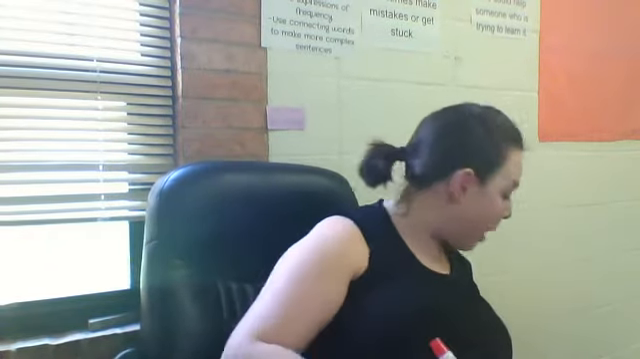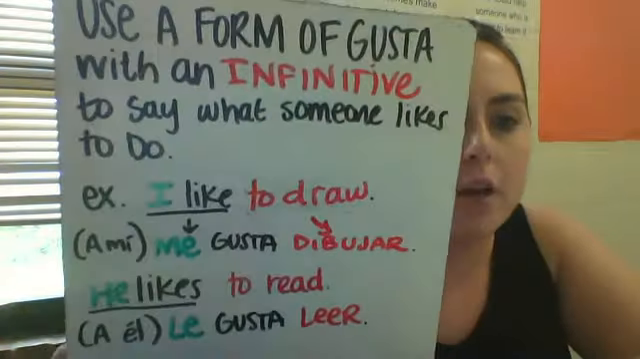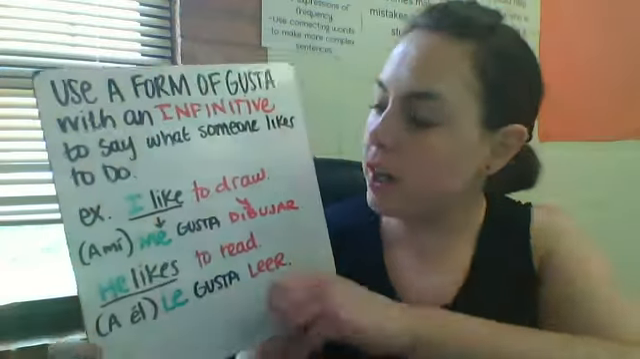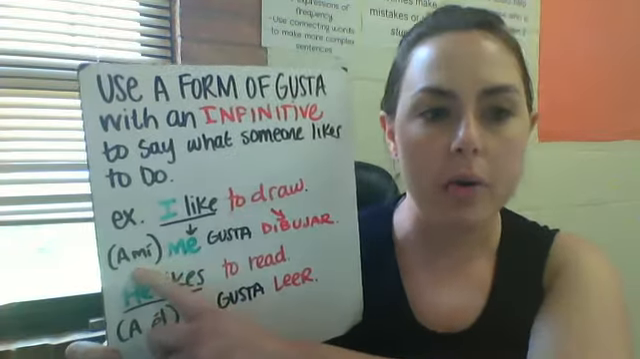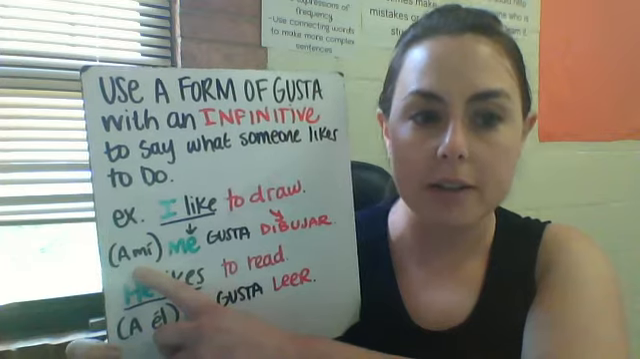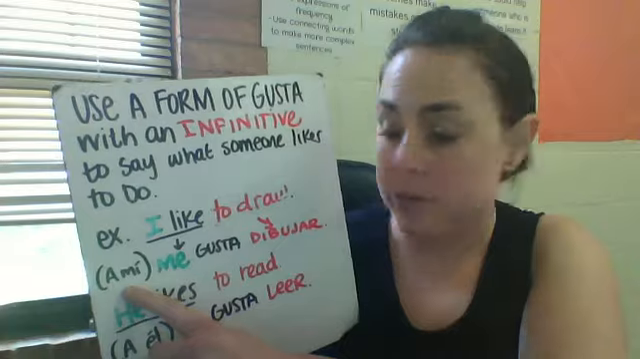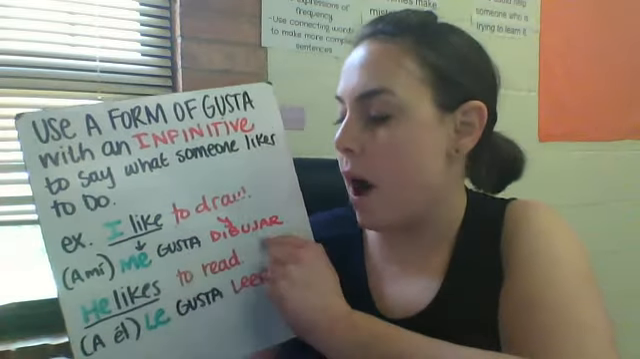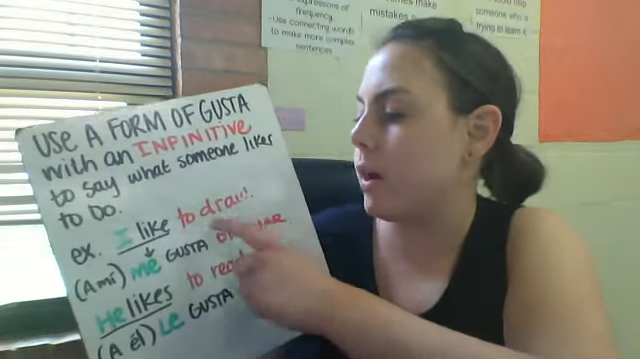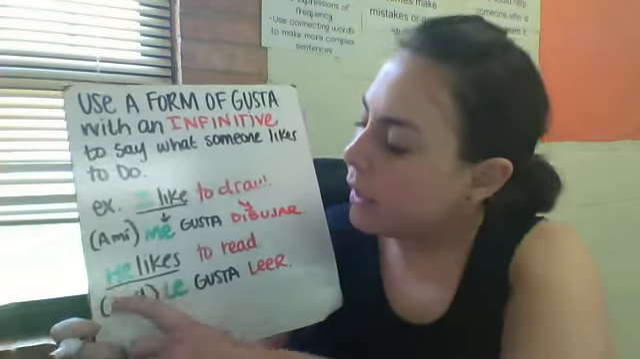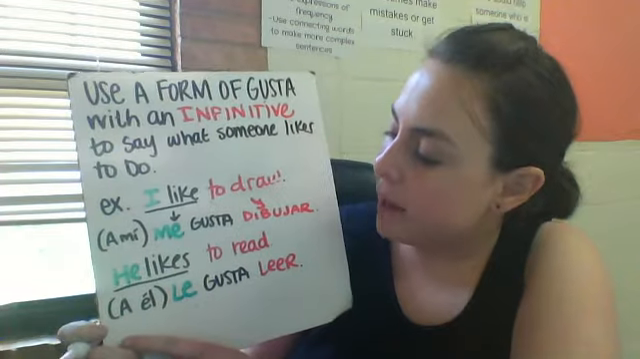All right, so when we want to put this together with our infinitives, we're going to use a form of gusta with an infinitive to say what someone likes to do. Okay, so we're conjugating gusta. We can include the pronoun or not, like in the sentence, I like to draw. We could say a mí, but we don't have to. Me gusta dibujar. I like to draw. Remember, this part, unconjugated, we're just going to leave it how it is.